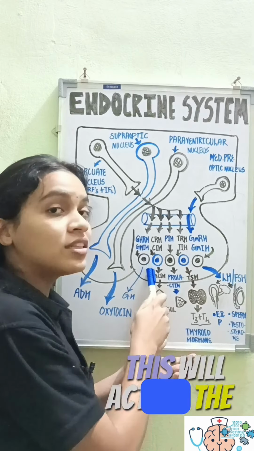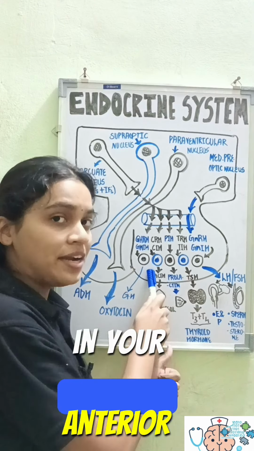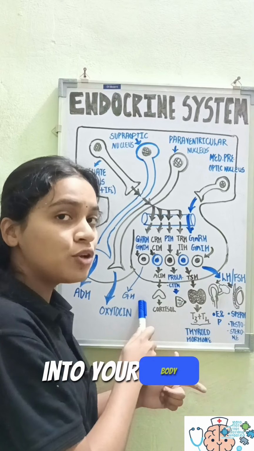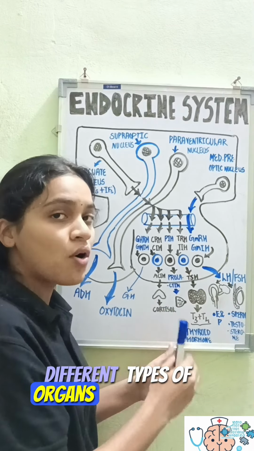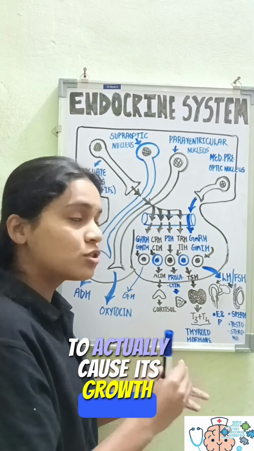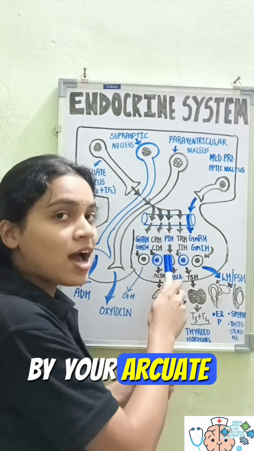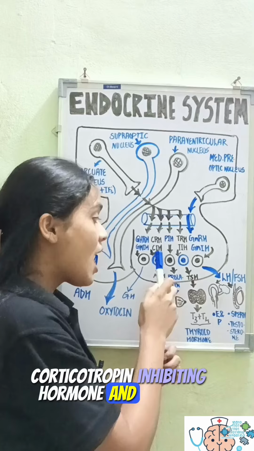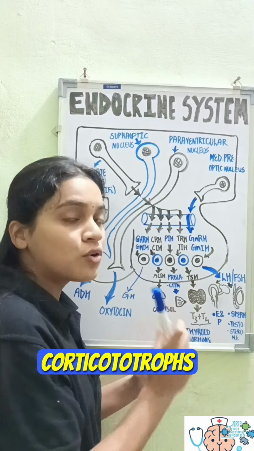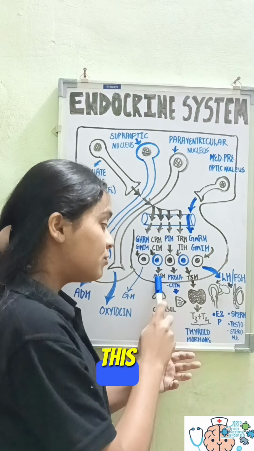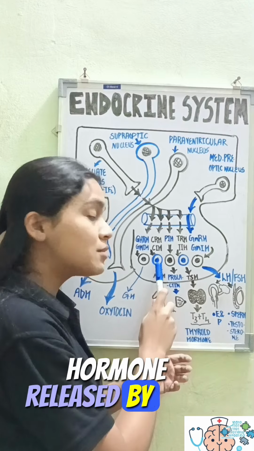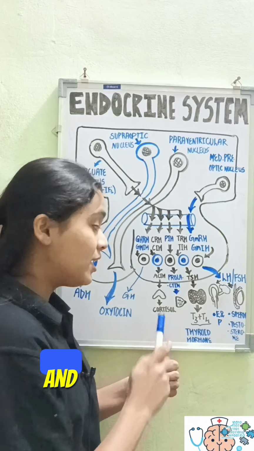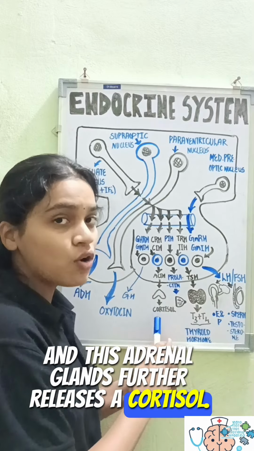So this will act on the cells called somatotrophs in your anterior pituitary, and these somatotrophs further release growth hormone into your body, which will act on different organs to cause growth. Next, released by your arcuate nucleus is corticotropin releasing hormone, and this will be acting on the corticotrophs present in your anterior pituitary. The adrenocorticotropic hormone released by your corticotrophs acts on the adrenal glands present in your body, and these adrenal glands further release cortisol.